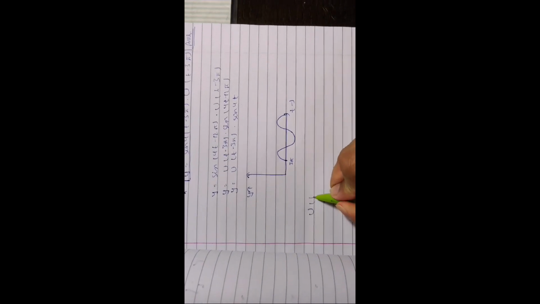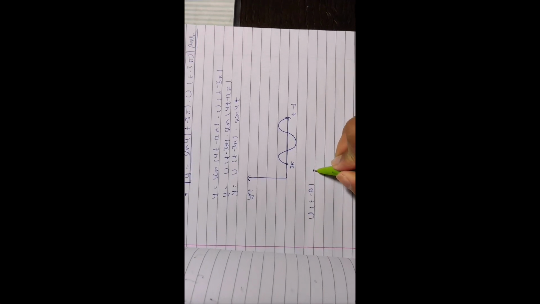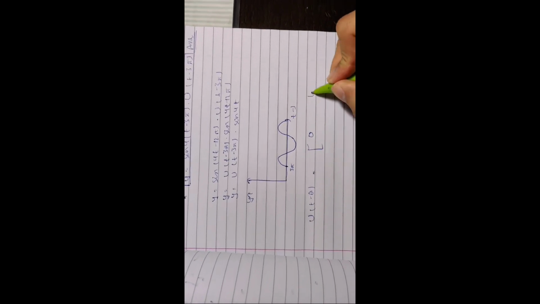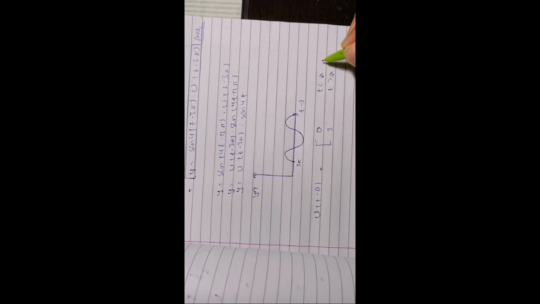Also I would like to define u(t minus 3 pi). So first I will define the unit step function u(t minus a). It is always 0 when t is less than a, and is 1 when t is greater than a. So I think I have solved everything.